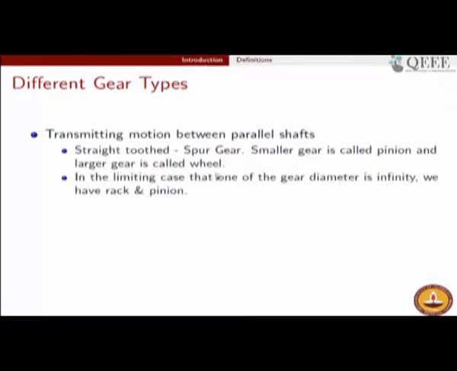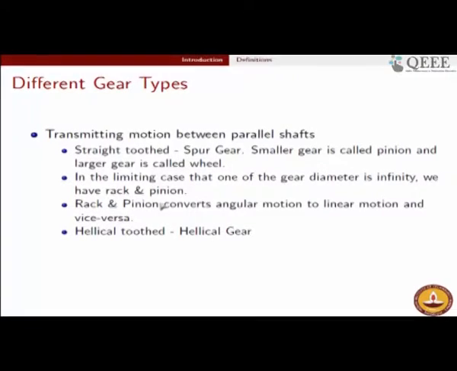But before that, there is another very interesting case. If we contemplate the situation where one of the gear radii is becoming very large, as you know, a circle of very large radius basically becomes a straight line. So in the limiting case where the wheel radius becomes infinity, you have the special case of a rack and pinion arrangement. In a rack and pinion arrangement, a linear motion is converted to an angular motion.